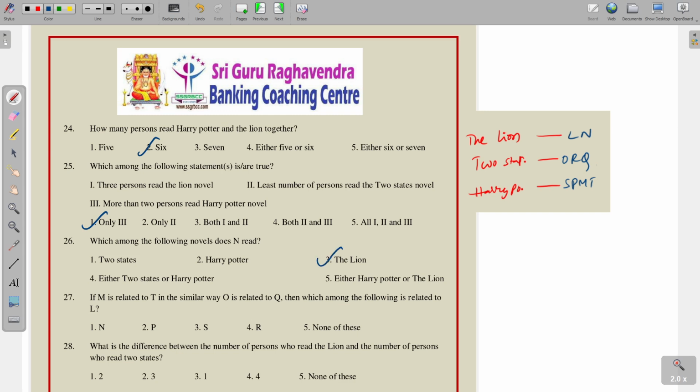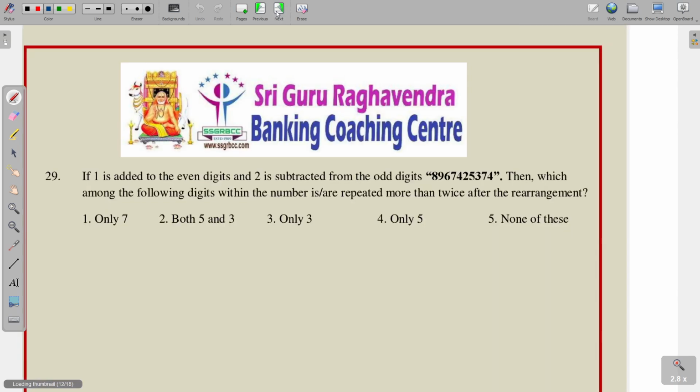So the Lion King. Next, if M is related to T, in the same way, O is related to Q. So M and T, and O and Q. So following, L is related to N only. Okay. Next, what is the difference between the number of persons who read Lion and the number of persons who read 2 States? So the Lion and 2 States, that is only 1. 3 minus 2, that is 1.